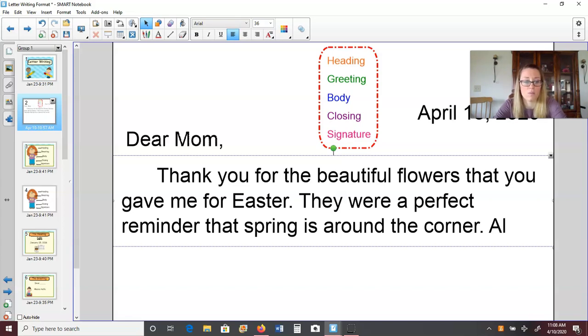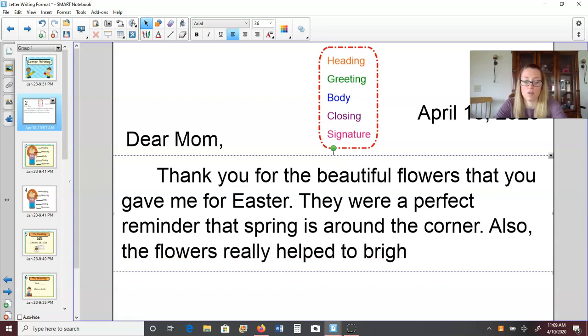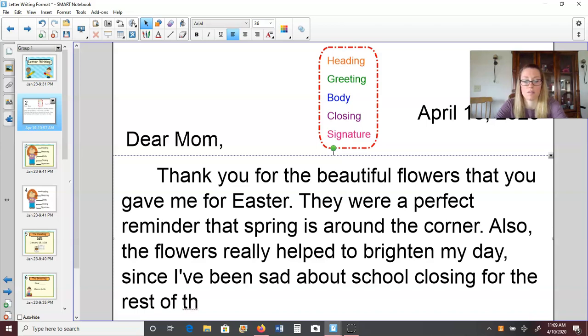Also, the flowers really helped to brighten my day since I've been sad about school closing for the rest of the year.